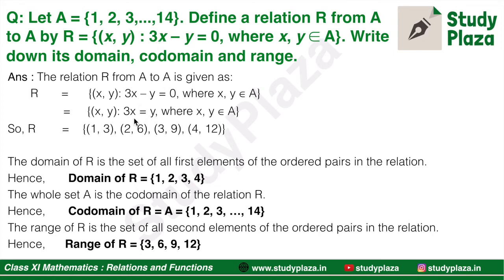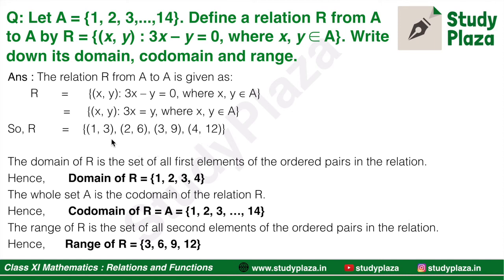So first let us take the value of x as 1, the value of y will be 3. So the first ordered pair will be 1 comma 3. Similarly, if we take the value of x as 2 the value of y comes out to be 6, so this is the second ordered pair. In this way we get the 4 ordered pairs. We cannot take the value of x as 5 because the value of y will be 15, which is not a part of set A. Hence there will be only 4 ordered pairs.